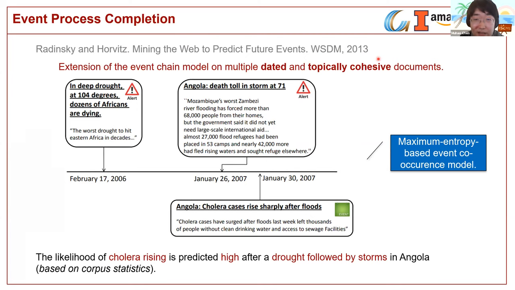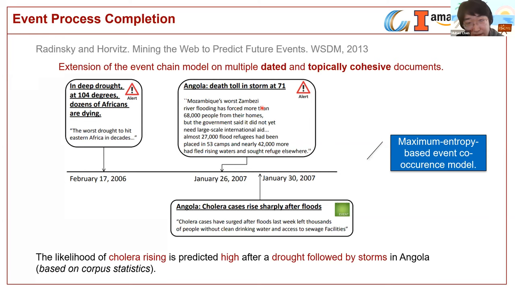That is to say, given, let's say, a six-month span of New York Times articles, the system first identifies topically cohesive documents around a period of time. Then from the titles of these documents, a maximum cross entropy model captures the co-occurrence of events through a chain, which has a similar effect as the PMI-based model in Chambers' paper.